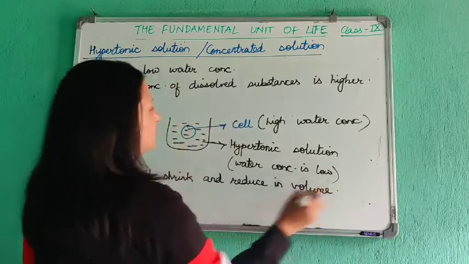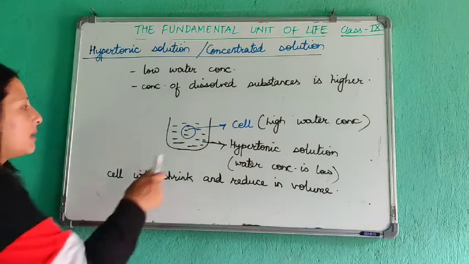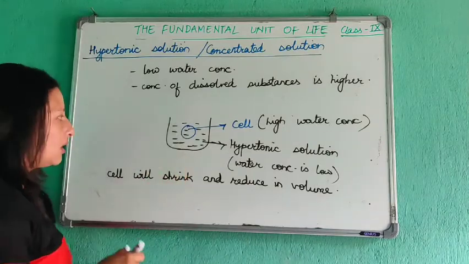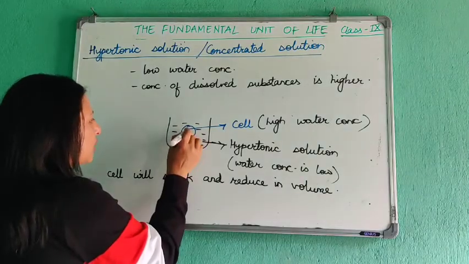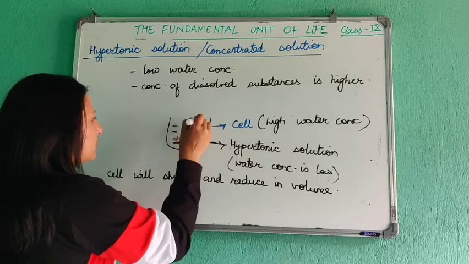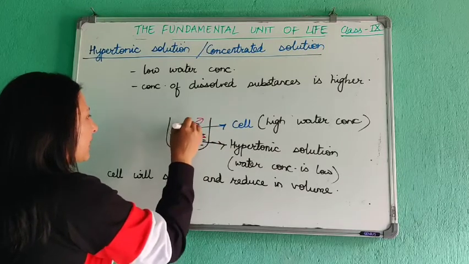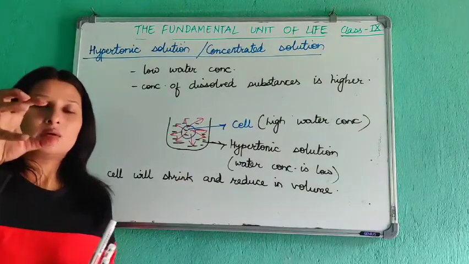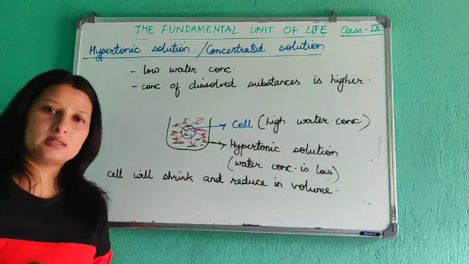कसरी shrink and reduce in volume? Because यहाँ बाहिरको concentration low छ, भित्रको चाहिँ high छ, so water will move from high to low. So भित्रबाट बाहिर सबै पानी निस्किन्छ. पानी निस्केपछि सेल shrink भएर जान्छ.